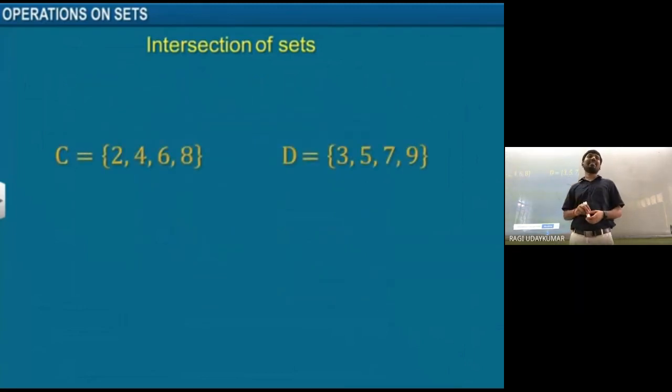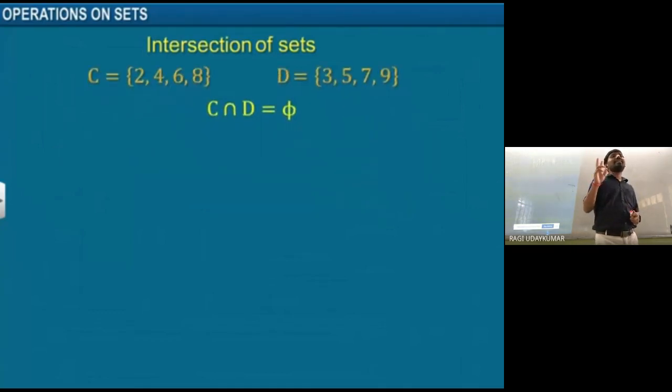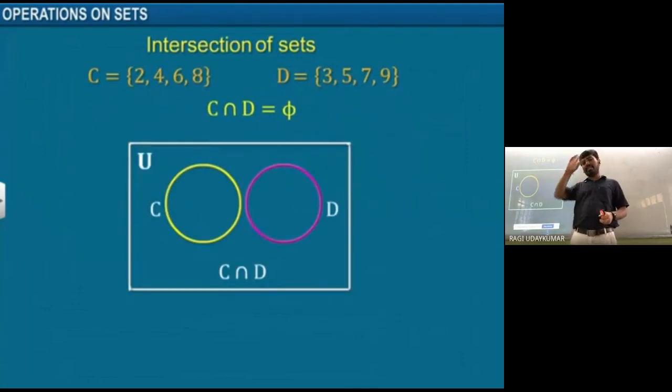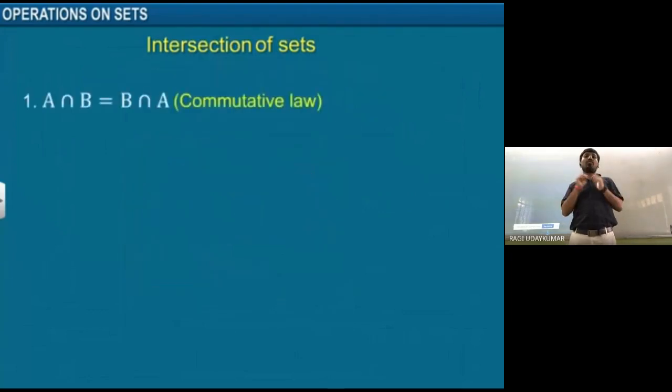And if you consider the C set as 2, 4, 6, 8 and D set as 3, 5, 7, 9, like these two sets, what is the intersection of both? Nothing is there. They are different sets. The elements here are not in the other. So it is an empty set. The intersection of the two sets here is empty. So when the intersection of the two sets is an empty set, then in the Venn diagram, whenever you are drawing, you have to draw them separately.